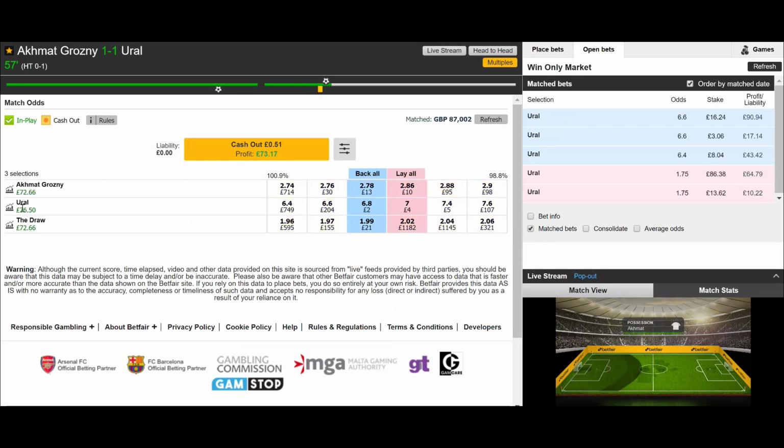And remember, our risk was £75. That was our maximum risk on this trade, and we've managed to lock in pretty much around £73. So almost 100% return on our risk. So not bad at all.